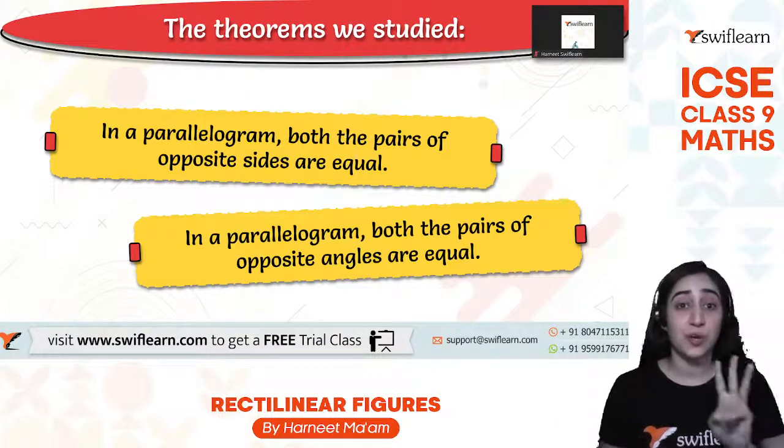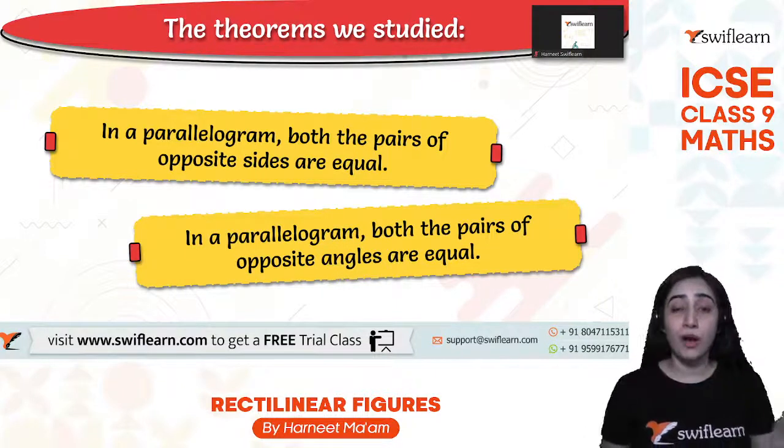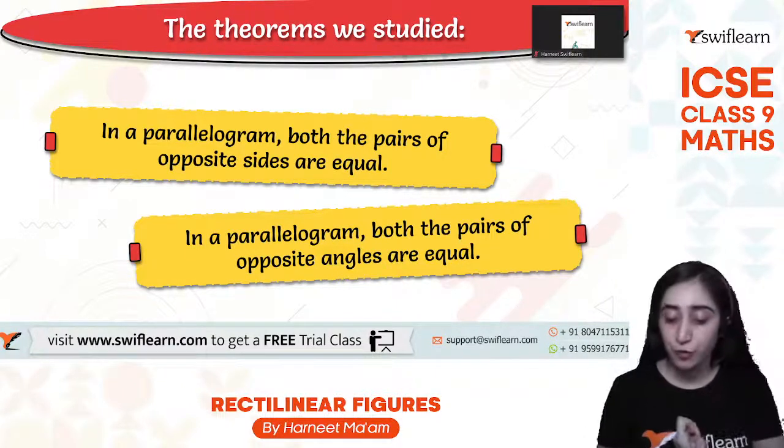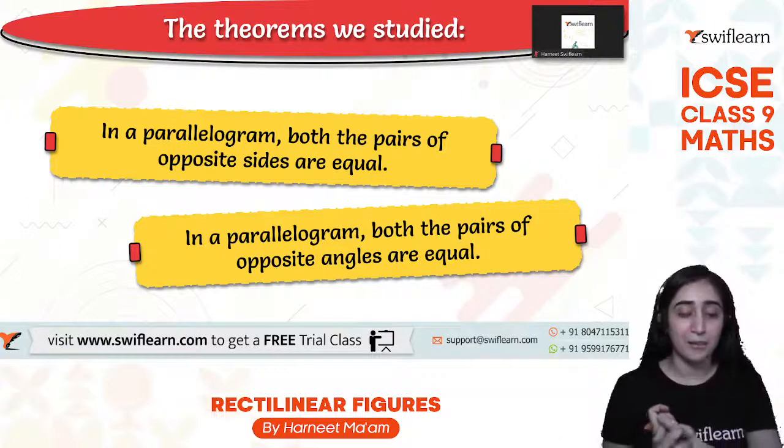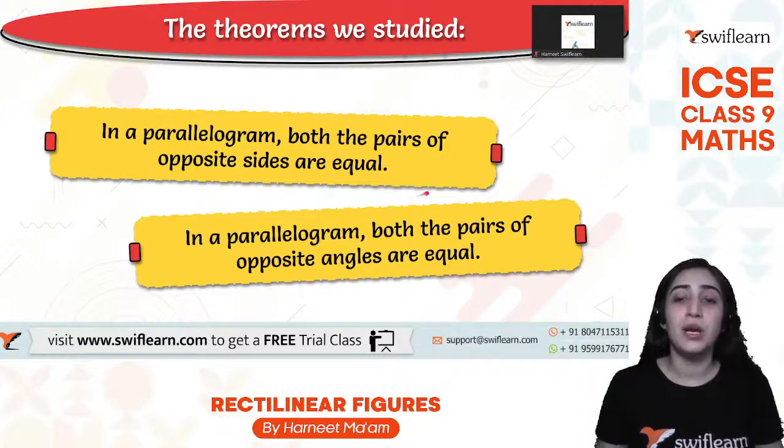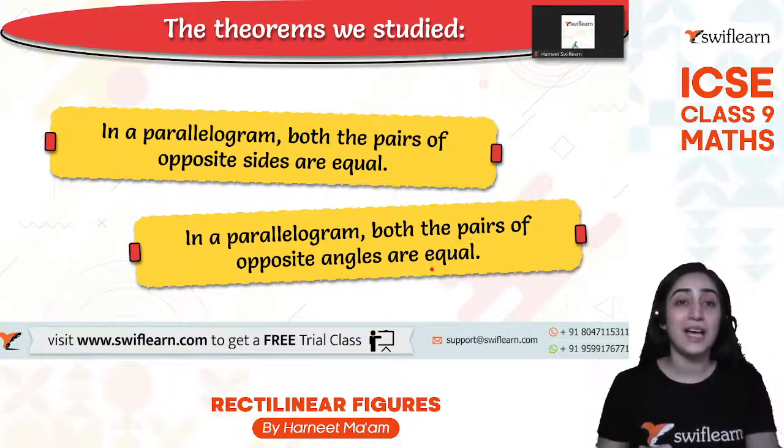You need to go to session number 3. I'm telling you, just in session 3, you will be able to understand the proof of this, and that will help you in the further exams. All right. The second theorem that we learned: both pairs of opposite angles are also equal.